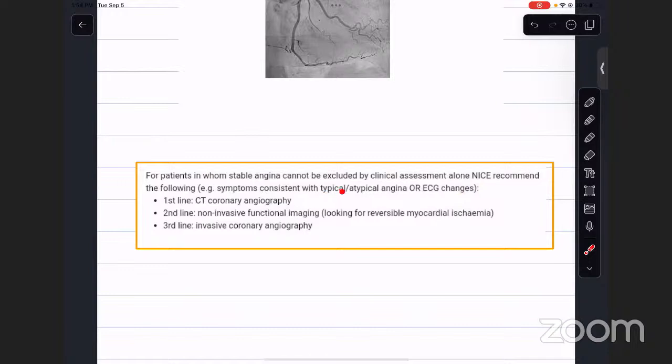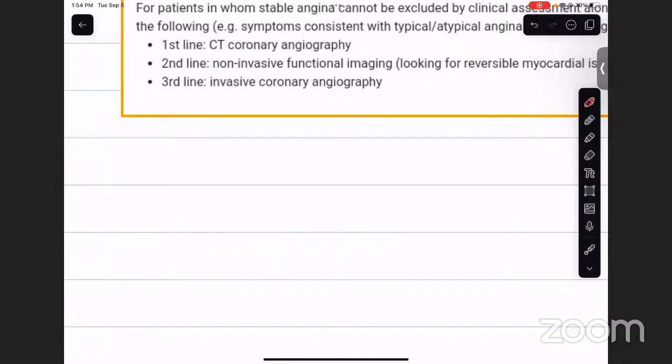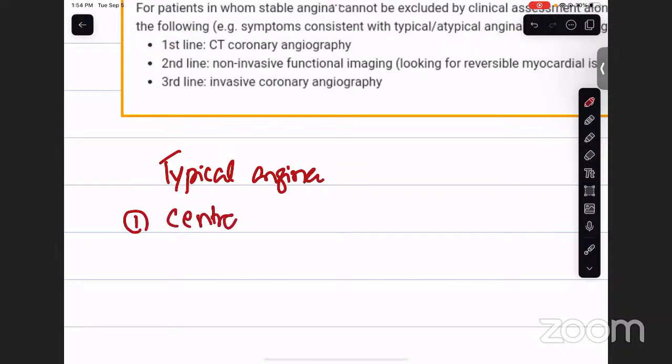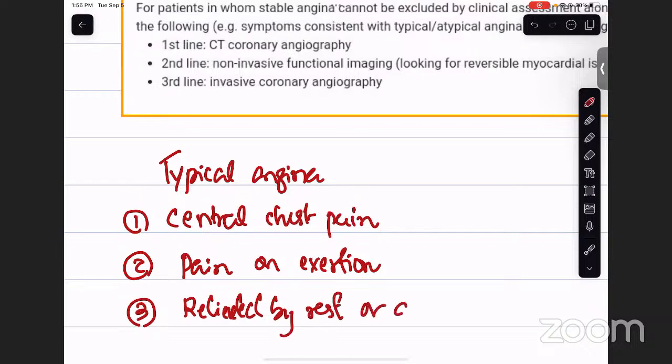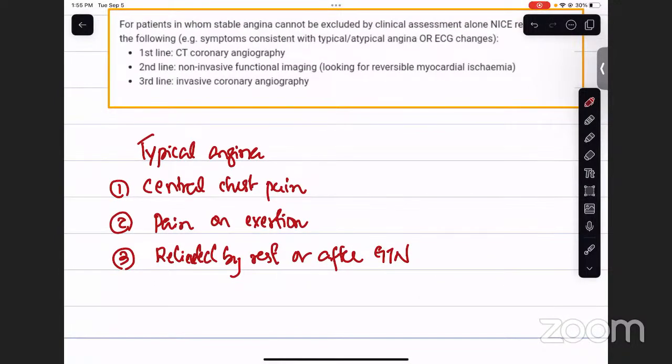So what is the difference between typical and atypical angina? Okay, let's see this. The definition of typical angina: if the patient has central chest pain, and the pain occurs during exertion, and it's relieved by rest or after given nitrate, that's called stable angina. If we meet criteria 1, 2, 3, it is called stable angina.